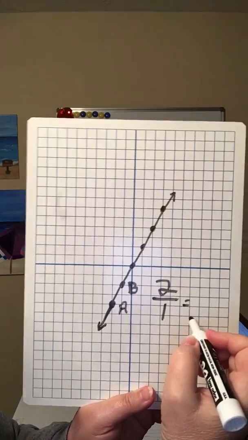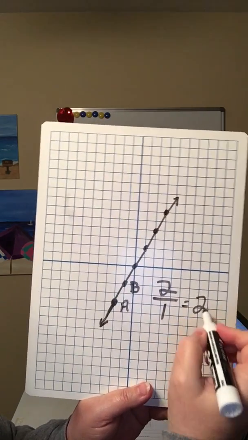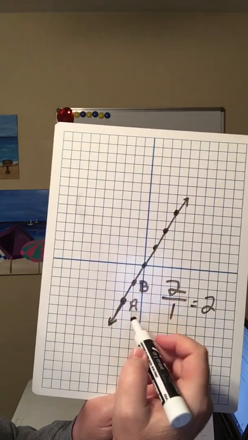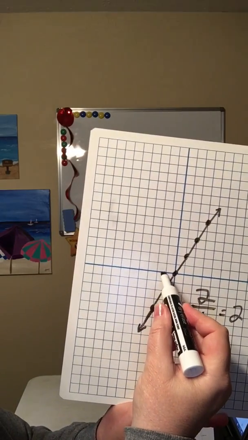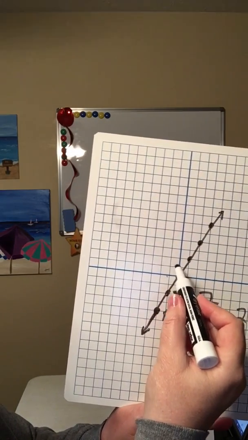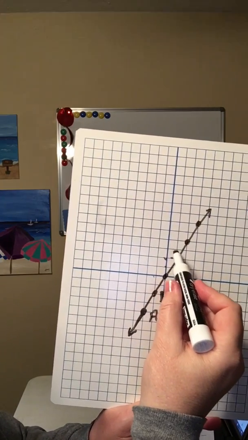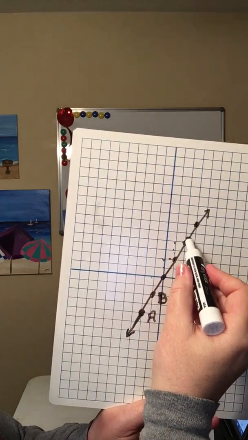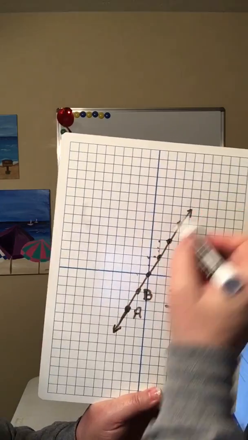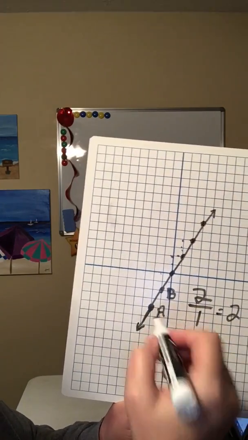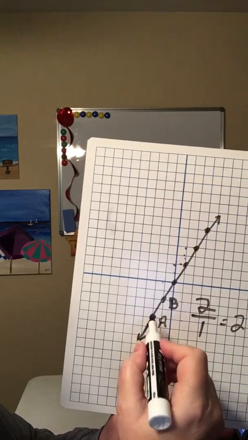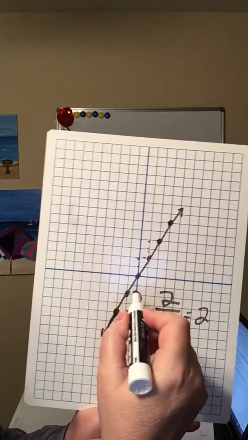Well, you can simplify that. 2 over 1 is just 2. So you have a slope of 2. Now you can do that anywhere, because look, if I went from this point to this point, I rise 2, run 1. Again, rise 2, run 1. Again, rise 2, run 1. And all along this line, it doesn't matter where you look on the line, the slope is always, for this particular line, going to be 2, because I always rise 2, run 1.